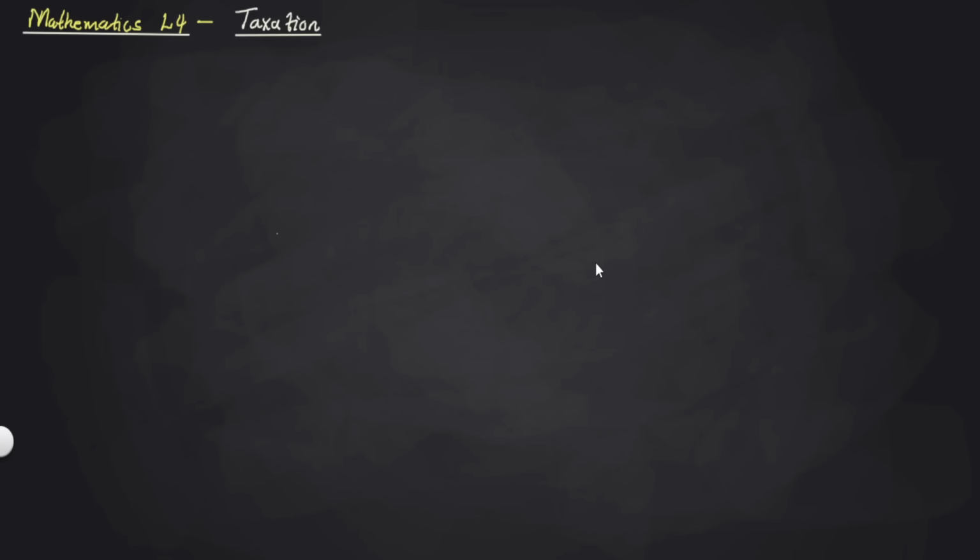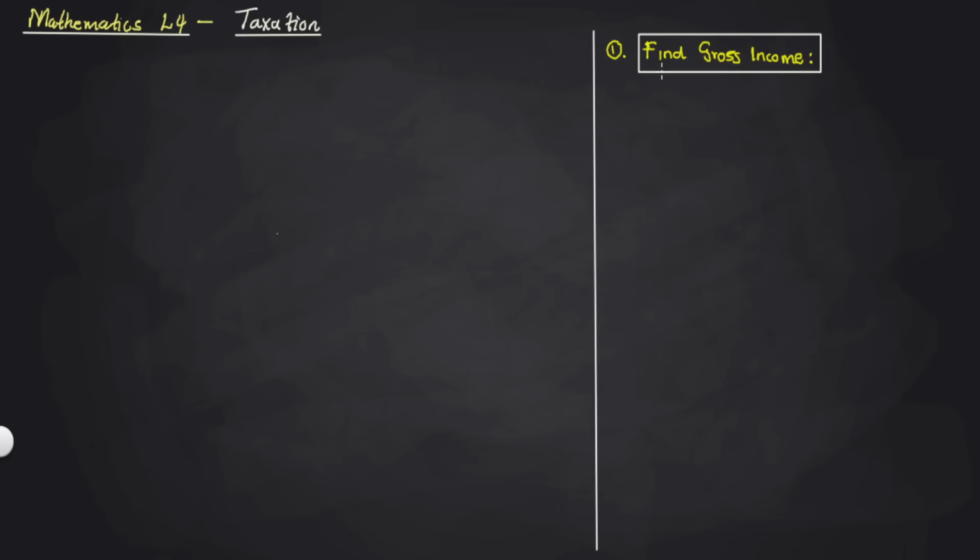Okay, so first of all, you need the following. Number one, you need to find the gross income. Okay, the gross income. So we are sebenza for a particular company, you are earning a salary. That salary is gross, right? It's the amount of money before deductions.